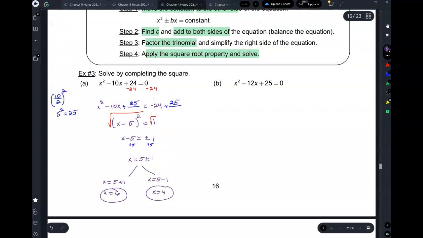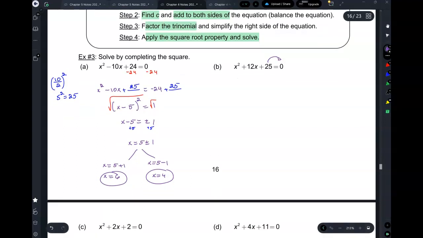Right? So this problem, before we even started, was this a perfect square trinomial? No, we made it into one and then we solved it that way. So let's do this one. Is this a perfect square trinomial? You think it is, but it's not, because this 12 messes it up. So with the x squared and the 25, the middle number should have been 10. So this really isn't a perfect square. You have to make it into a perfect square. So let's go ahead and do that.